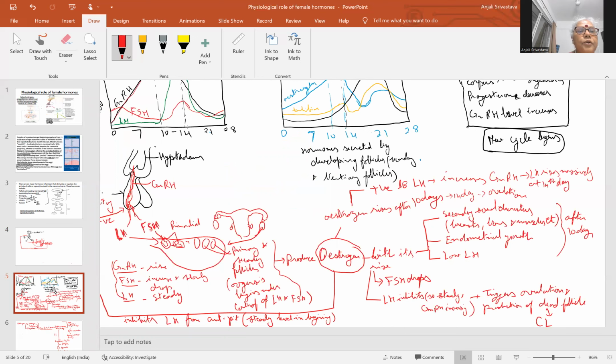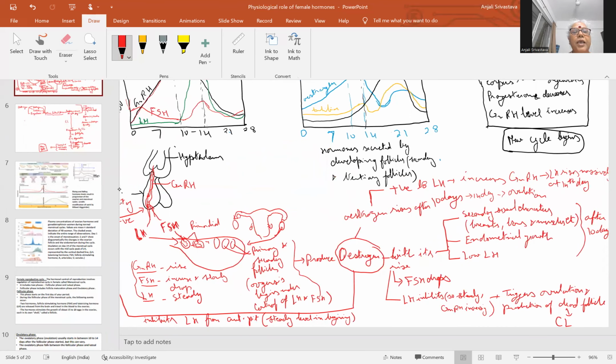This is having a steady growth. If we look at it in a graph, there are x and y axes. This is on the y axis, the concentration of blood level. On the x axis is the days, the number of days, 0 to 7, 7 to 10, 10 to 14, 14 to 21, 21 to 28. So up to 10 it is the follicular stage. 10 to 14 is the ovulatory stage. 15 to 28 is the luteal phase. So in 3 phases we can divide this menstrual cycle.